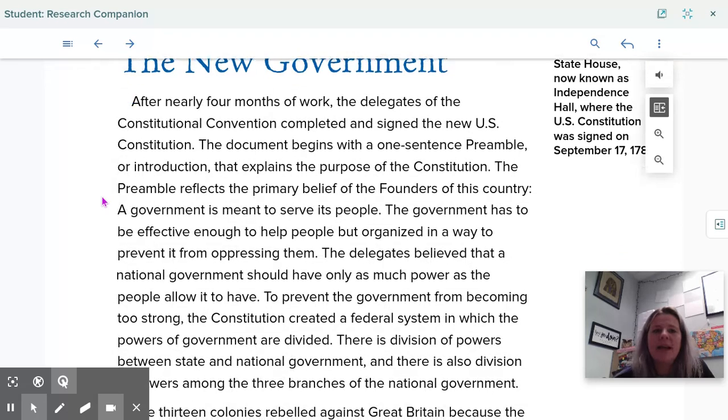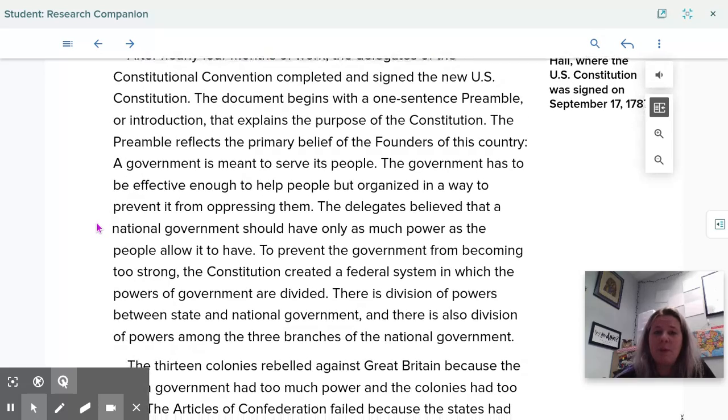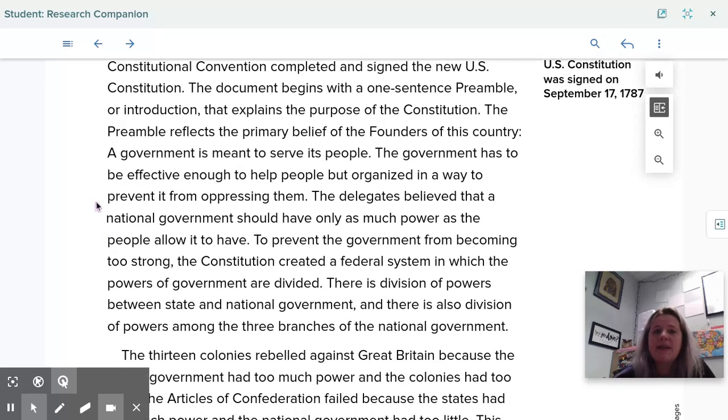The preamble reflects the primary belief of the founders of this country. A government is meant to serve its people. The government has to be effective enough to help people, but organized in a way to prevent it from oppressing them. The delegates believed that a national government should have only as much power as the people allow it to have.